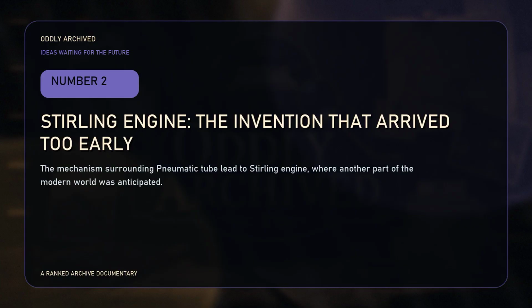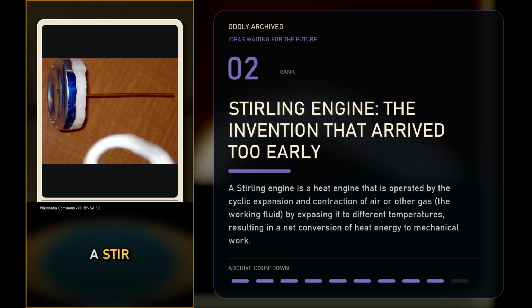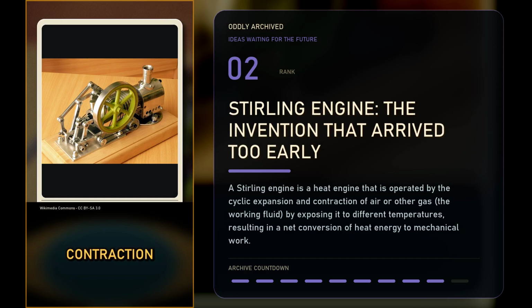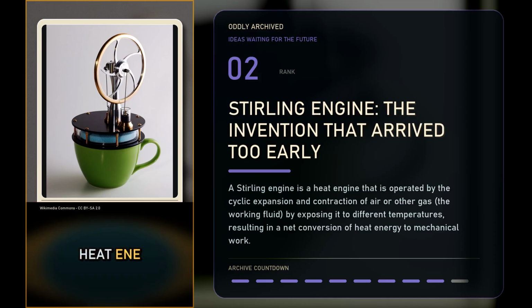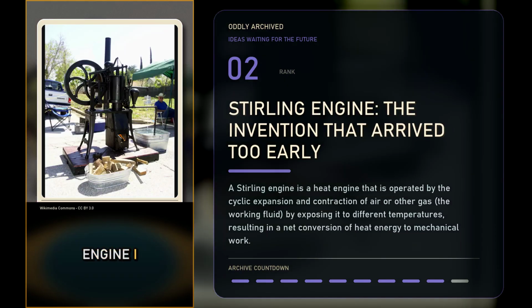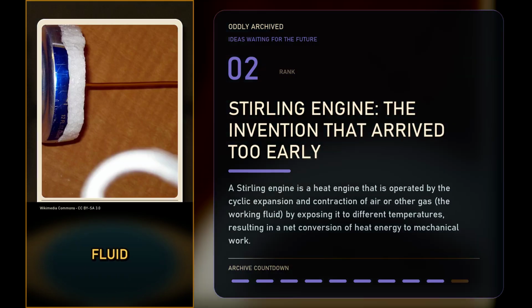At number 2, Stirling engine, the invention that arrived too early. A Stirling engine is a heat engine that is operated by the cyclic expansion and contraction of air or other gas, the working fluid, by exposing it to different temperatures, resulting in a net conversion of heat energy to mechanical work. More specifically, the Stirling engine is a closed-cycle regenerative heat engine, with a permanent gaseous working fluid.